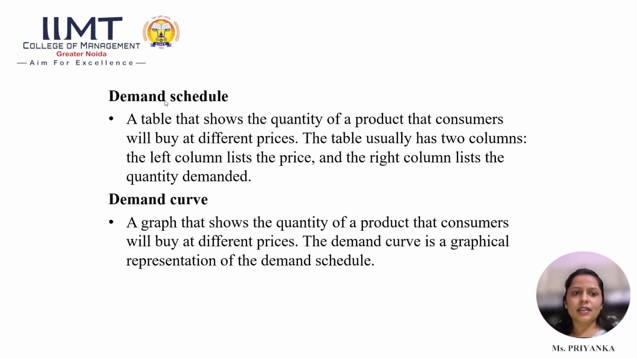Next topic is the demand schedule. A table, or the tabular representation, of the quantity of a product that consumers will buy at different prices. The table usually has two columns. The first column lists the prices and the right column lists the quantity demanded. So the tabular representation of the price and quantity demanded is called the demand schedule. And what is the demand curve? The graphical representation of the quantity of a product that consumers buy at different prices is called the demand curve. So the demand curve is the graphical representation of the demand schedule.